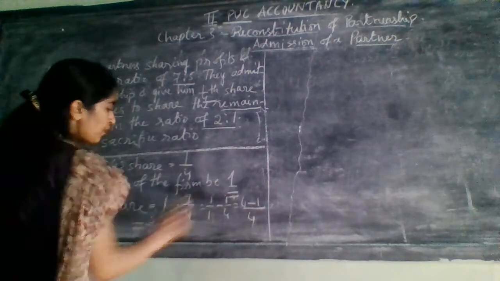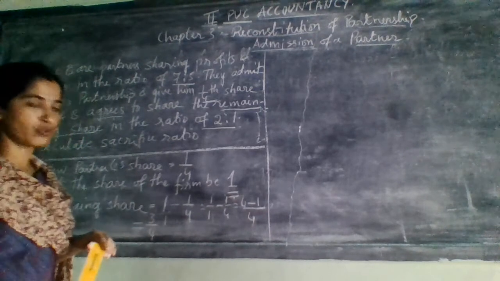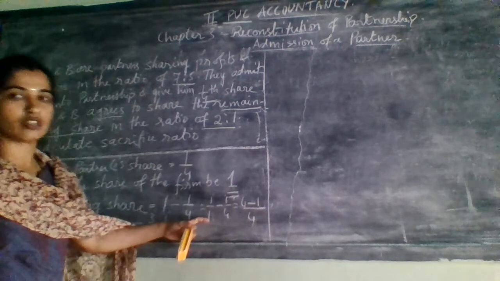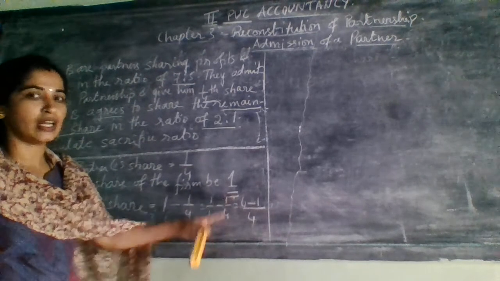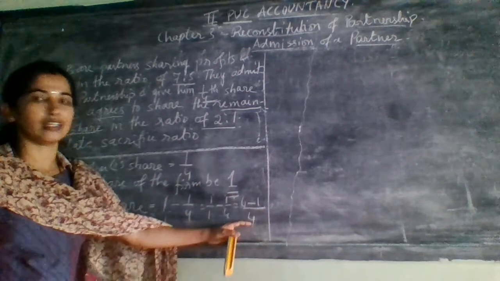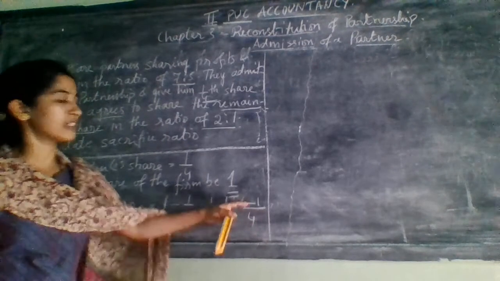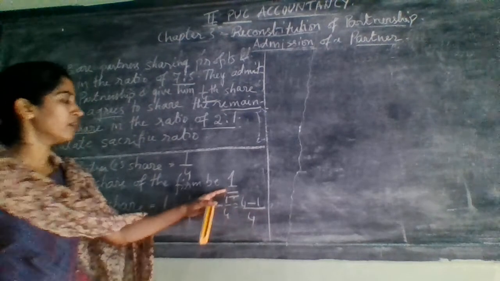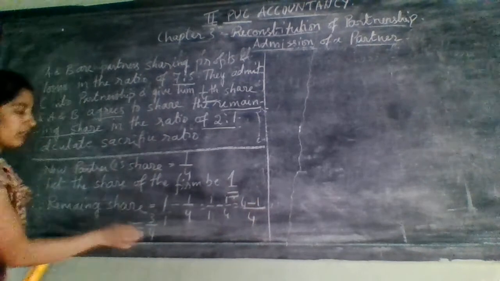If they have given 1/6 also, what you need to do? Let the share of the firm be 1. Firm share is always 1 only. So 1 is a whole number, its denominator also will be 1 only. At that time, if it is 1/6, here you need to write 1/6. Then whatever you take here will become the denominator here. So 6 divided by 1 is 6. 6 1s are 6, you will write. Then again 6 will be here. 6 divided by 6 will come 1. 1 1s are 1. It will come like that only.